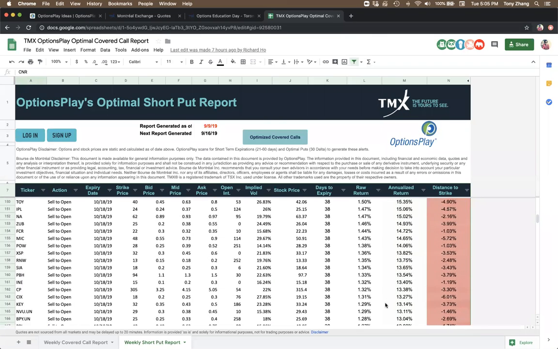Give yourself a sense for how much of a discount I can get by selling a cash secured put instead of placing that limit order. And hopefully this will help give you a sense for the type of yields that you can get.